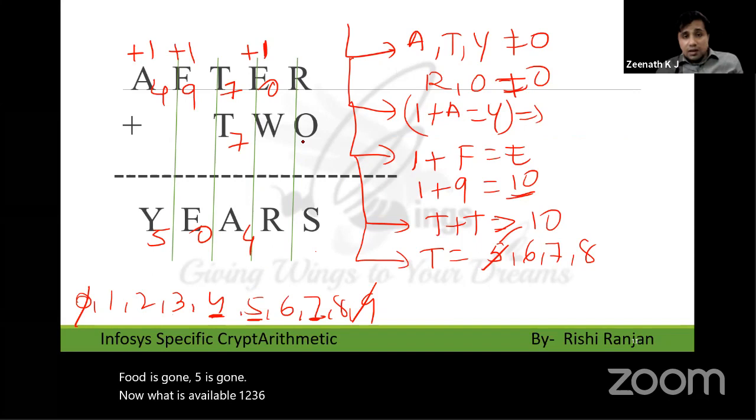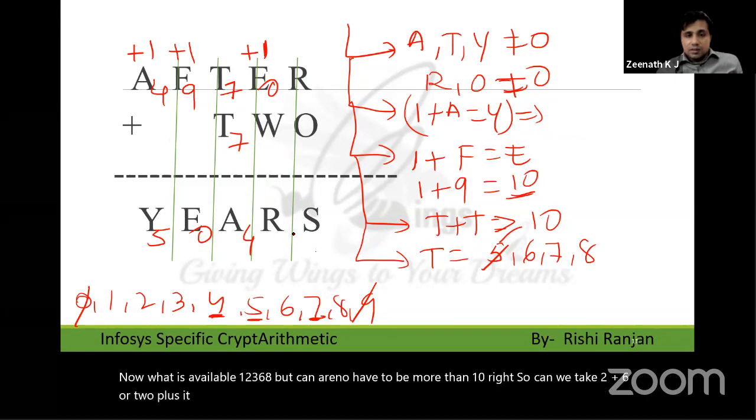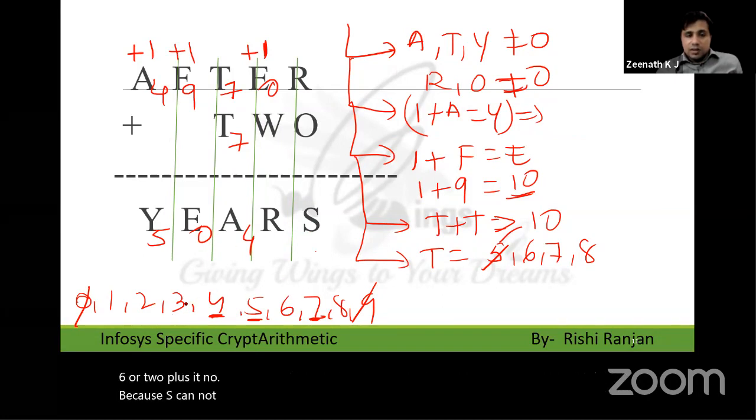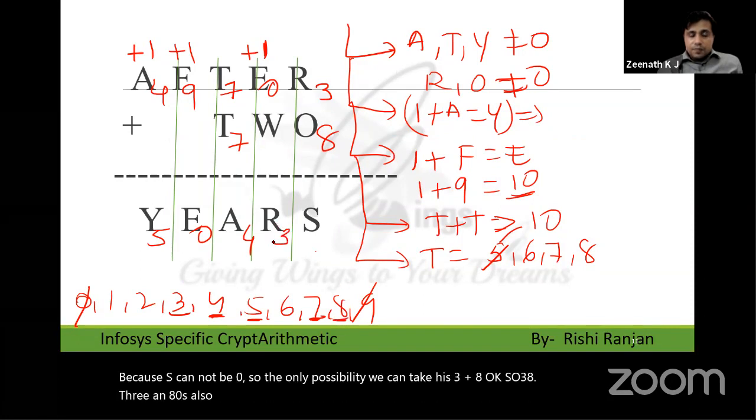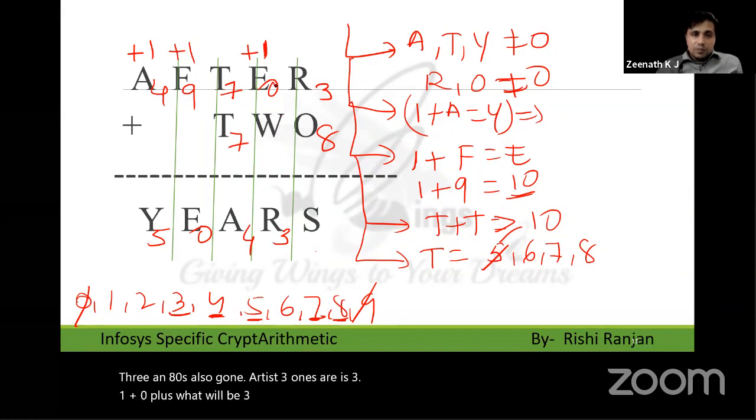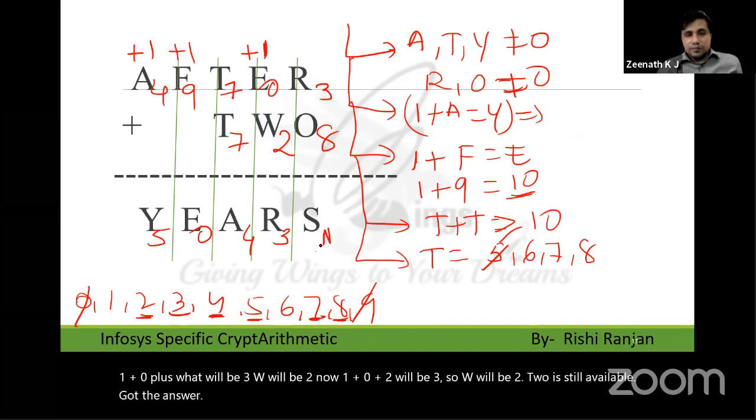But R and O have to be more than 10, right? So can we take 2 plus 6 or 2 plus 8? No, because S cannot be 0. So the only possibility we can take is 3 plus 8. Okay, so 3 and 8 are also gone. R is 3. Once R is 3, 1 plus 0 plus what will be 3? W will be 2 now. 1 plus 0 plus 2 will be 3. So W will be 2. 2 is still available. Got the answer.